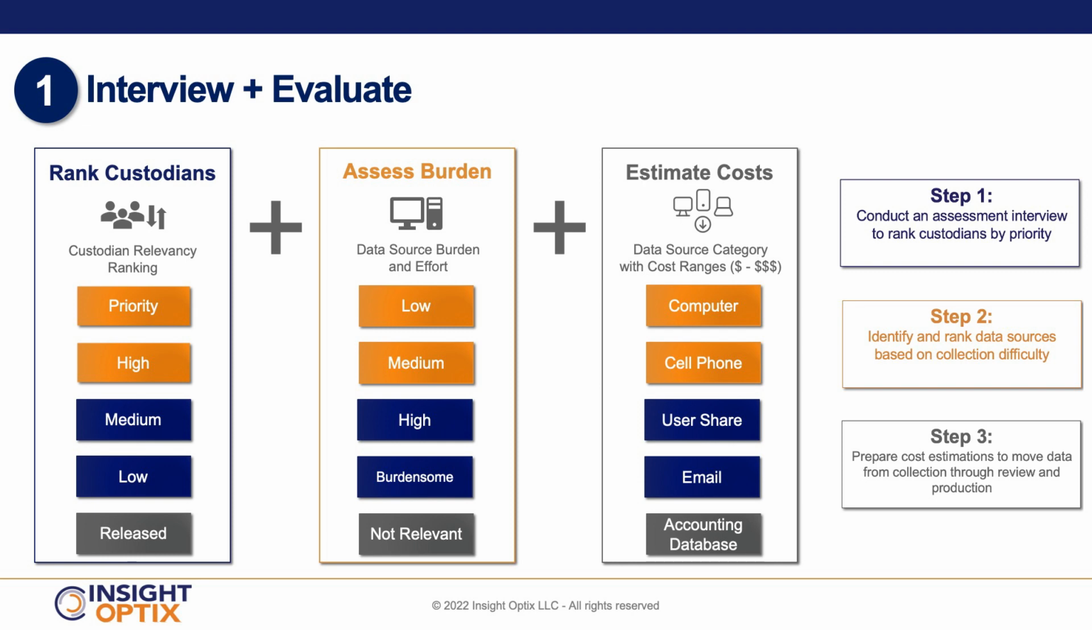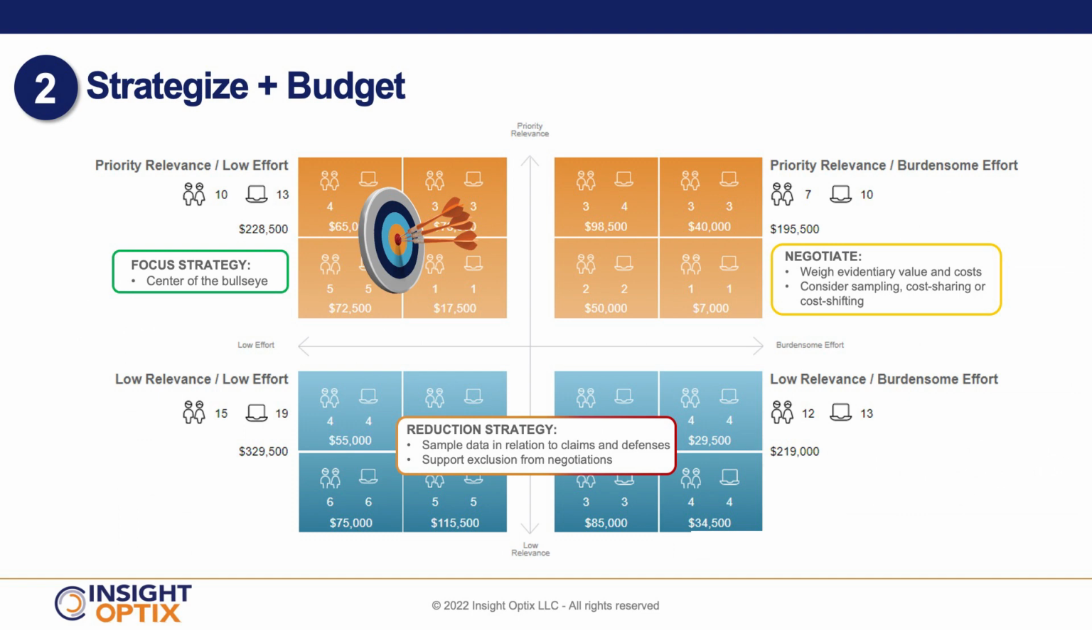So let's take a look at that now. As interviews are completed, the custodian rank and data source burden scores roll into this heat map. You can see that relevance is plotted on the y-axis from priority relevance at the top to low relevance at the bottom, and burden and effort are plotted on the x-axis from low or easy on the left to burdensome on the right. You'll also notice that each quadrant in the heat map has a dollar amount associated with it, which essentially gives you the estimated cost if you were to move all of that data through the discovery process.